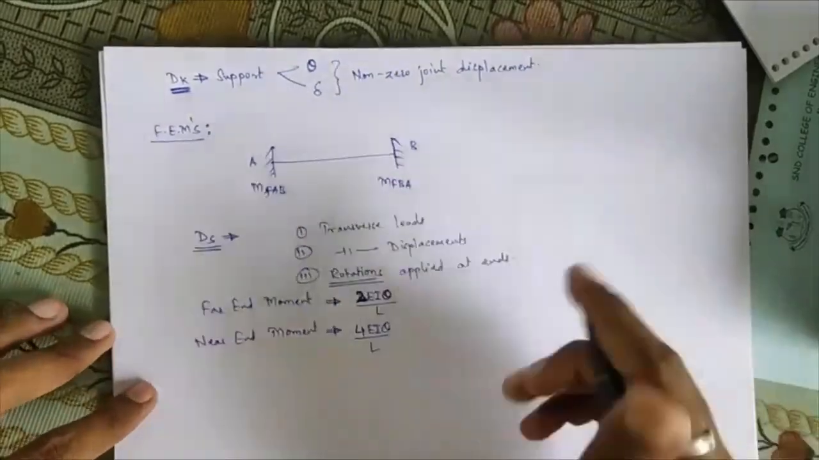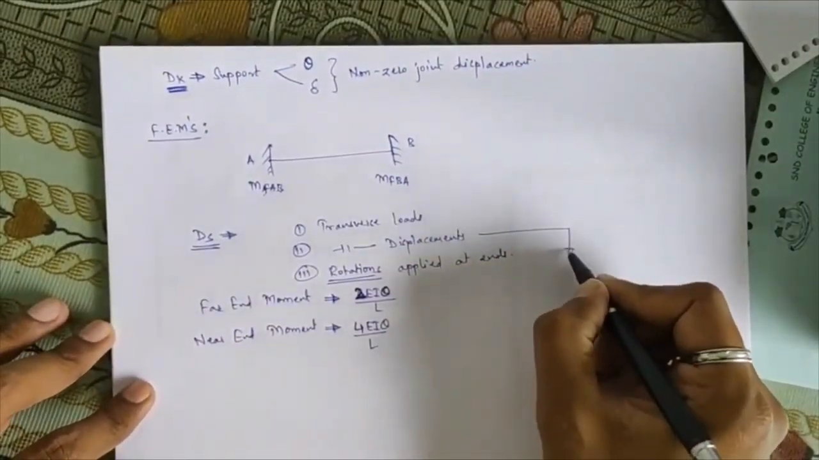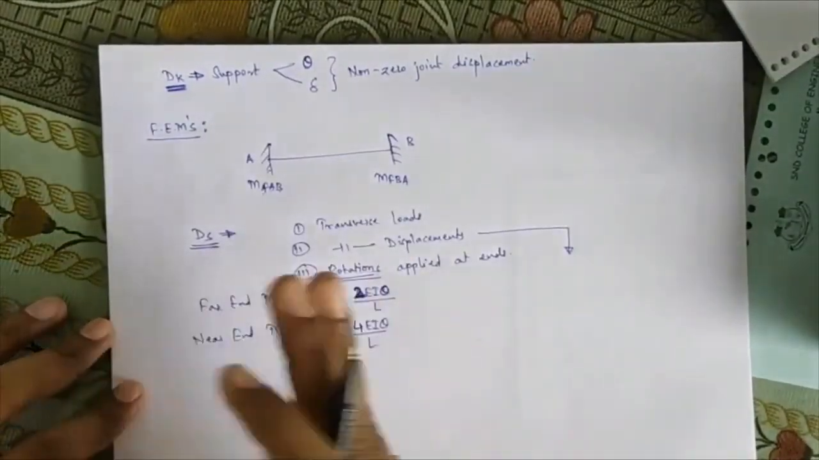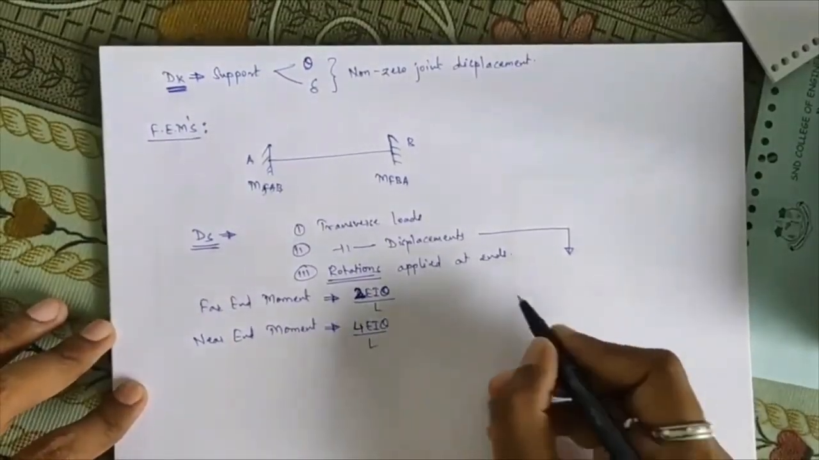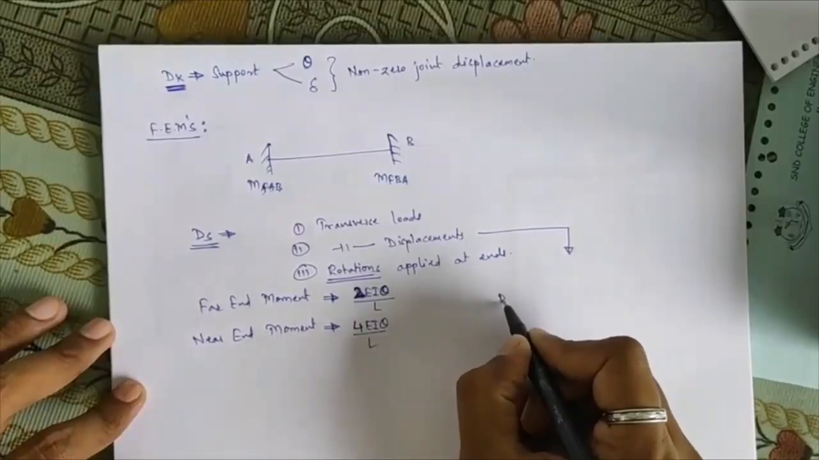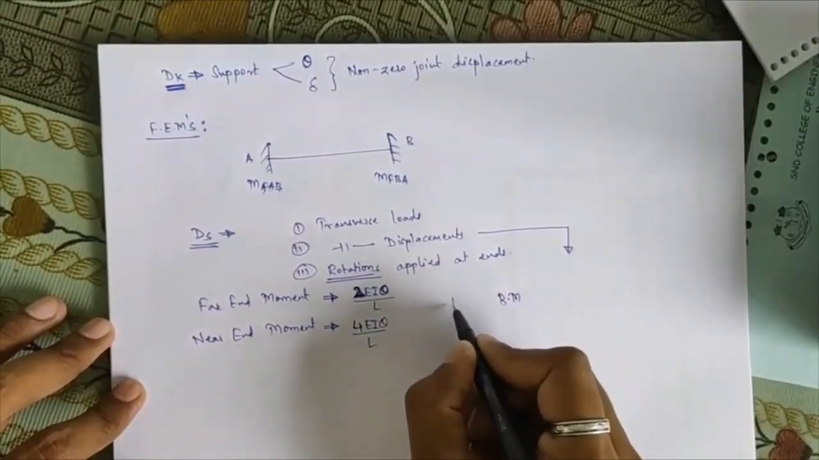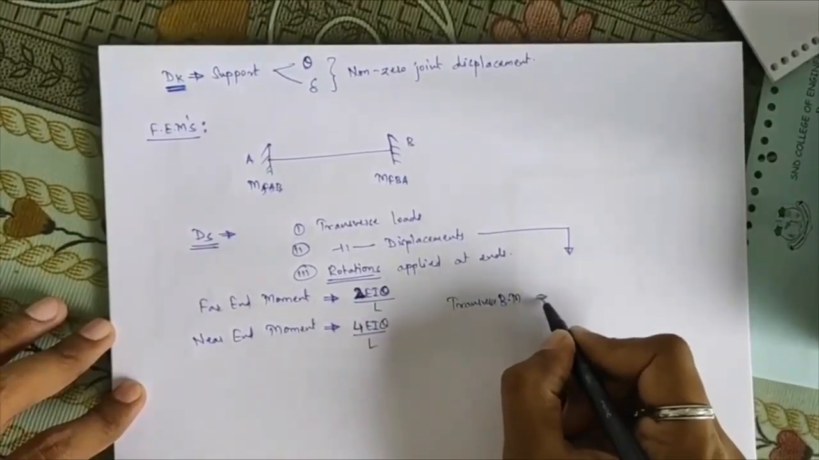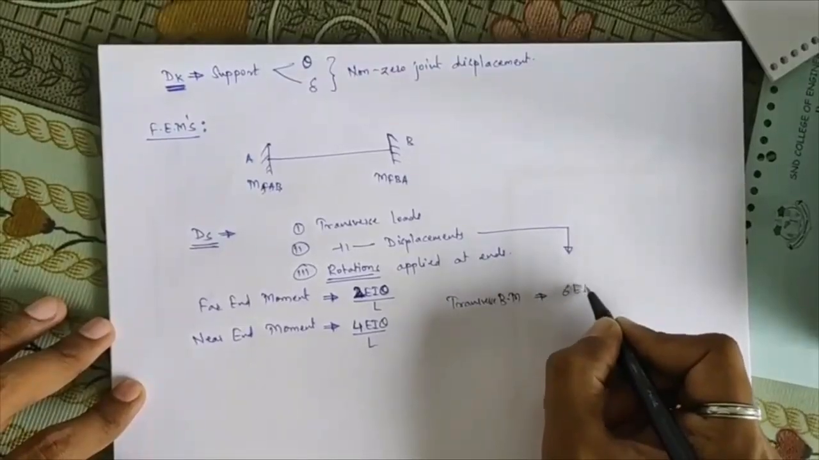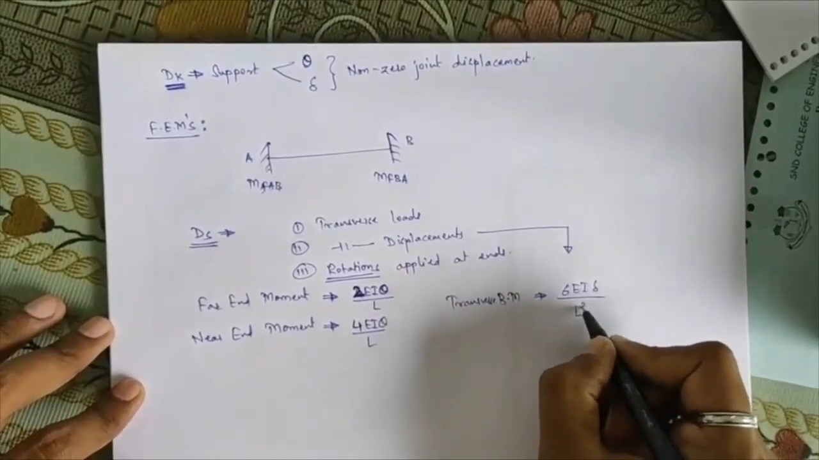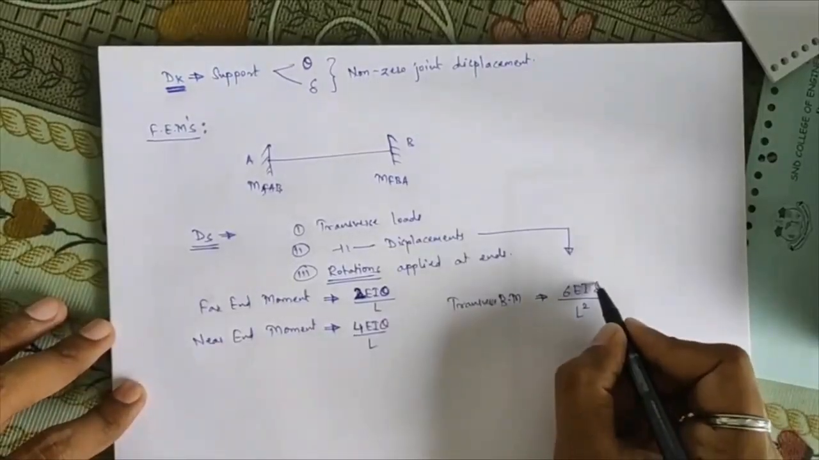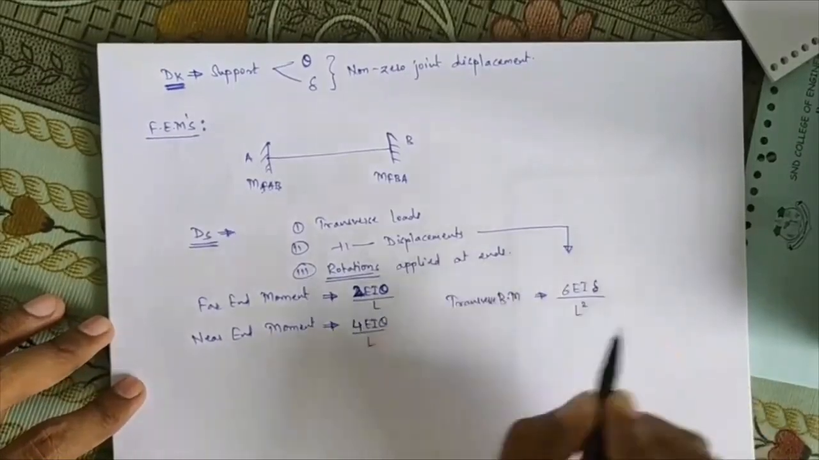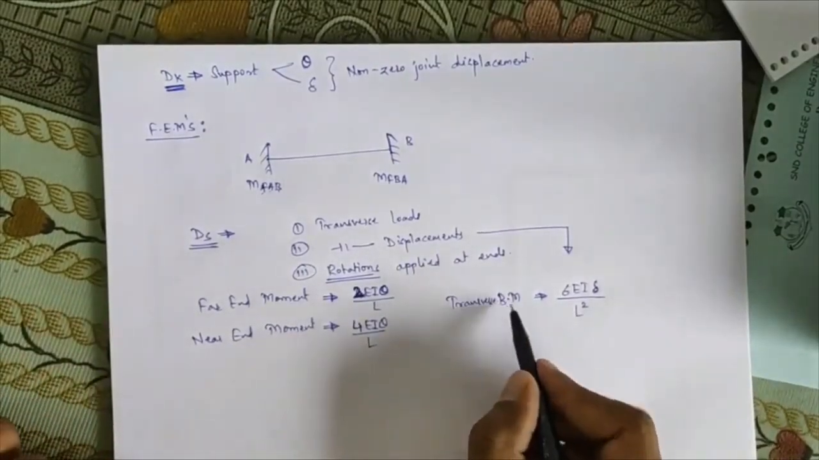Okay. Second thing, we'll see about the transverse displacements. Due to transverse displacement, whether the rotation comes clockwise or anti-clockwise, it is subjected to a transverse bending moment equal to 6EIδ upon L square, where δ is the vertical displacement occurring at that particular point where you are going to calculate this bending moment.